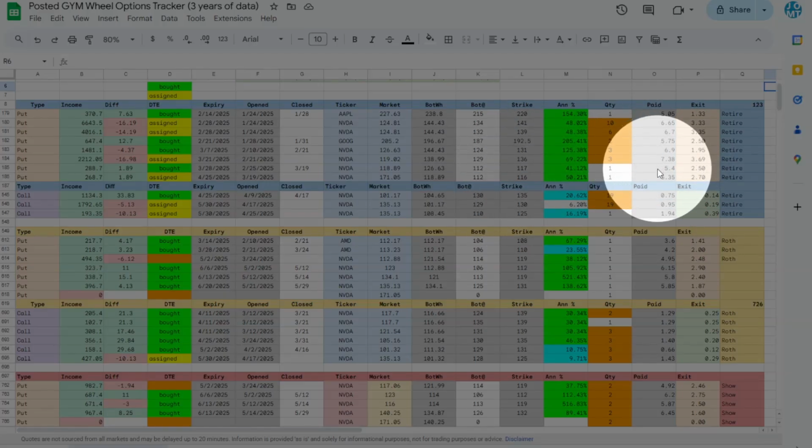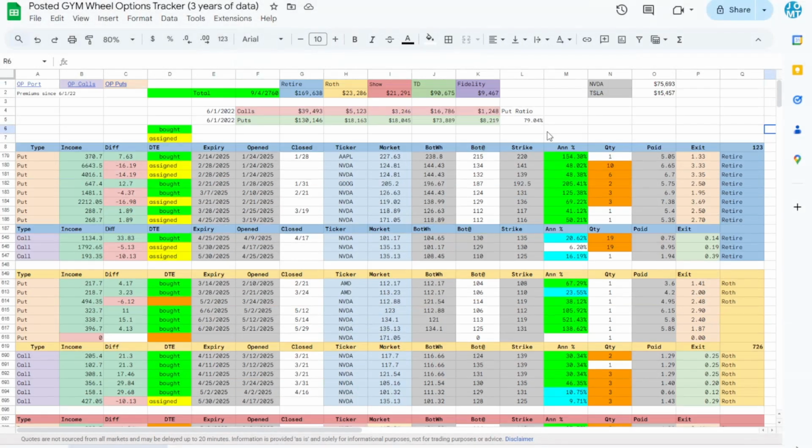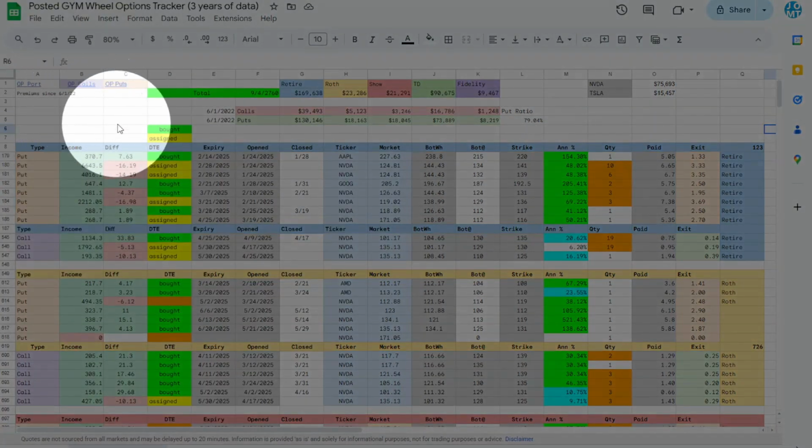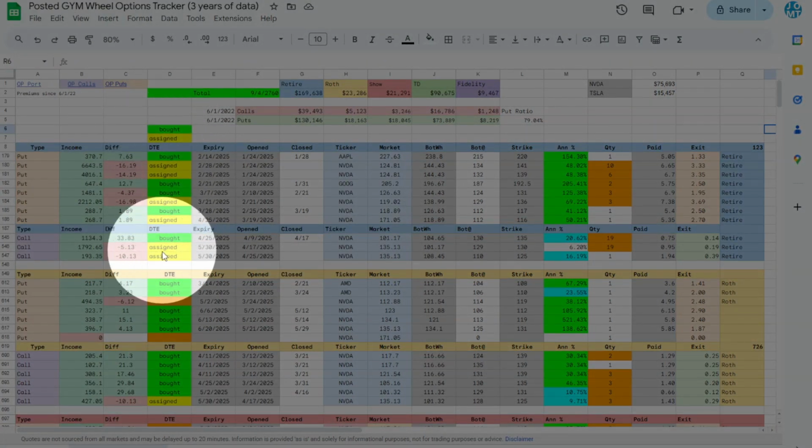Now that you've seen how individual trades work, this top section is just a summary of everything we walked through. These are links to option play spreadsheets I've used to find trade setups. Please note, you'll need an options play account to use these resources. I'm not using them live here. They just show how this tracker evolved. The bought and assigned cells are helper cells. They let me copy-paste trade status so formulas stay clean.